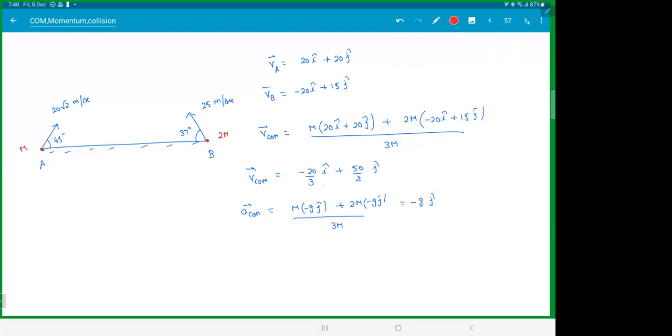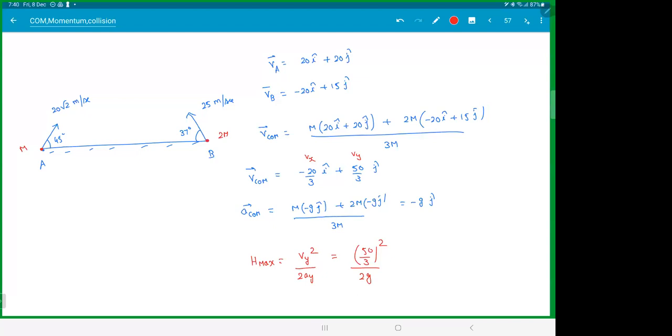Now here H max depends only on the Vy component. This is your Vx component, this is your Vy component. This is how you find H max. H max depends only on Vy square, so Vy square by 2Ay, which is 50 by 3 whole square by 2G. That's your answer.